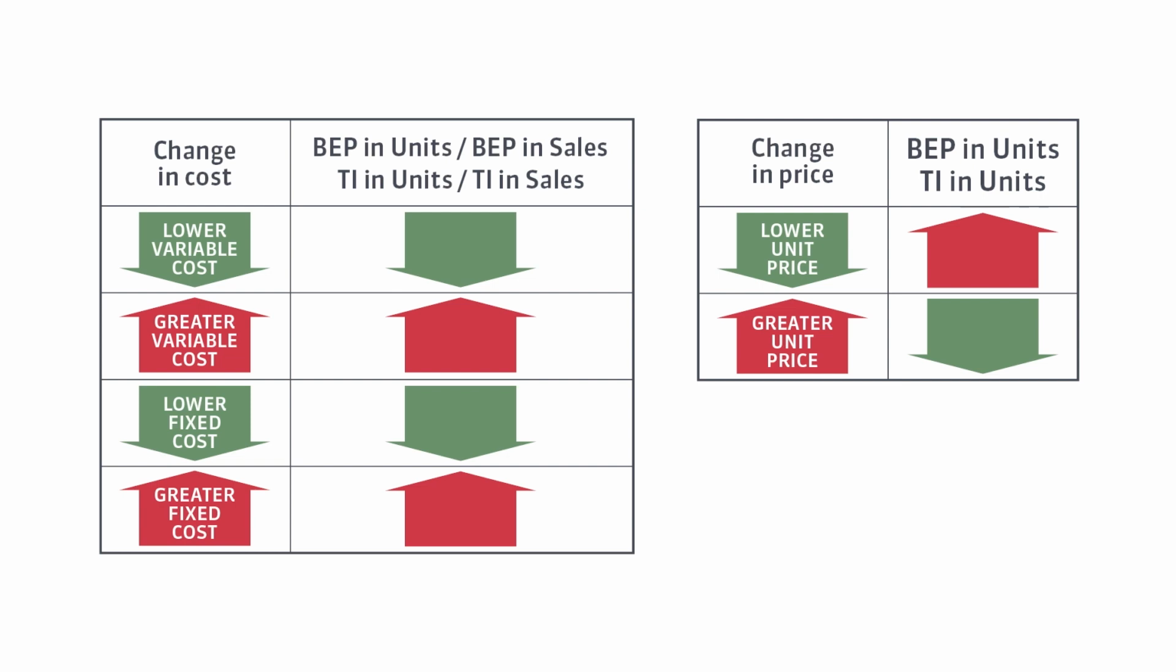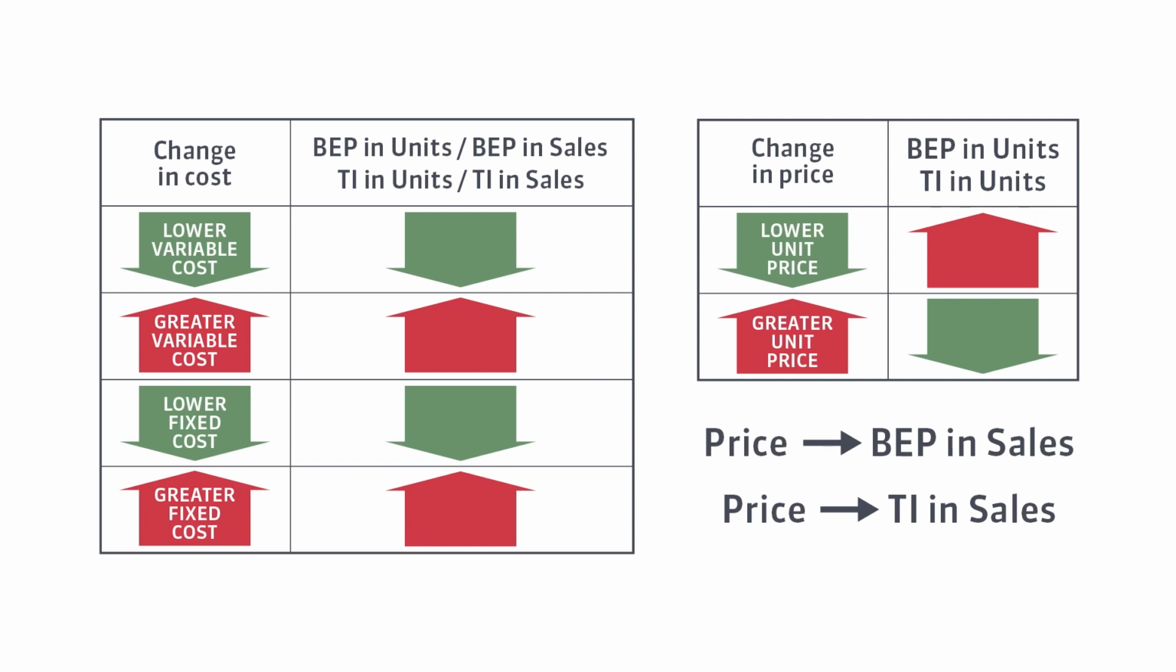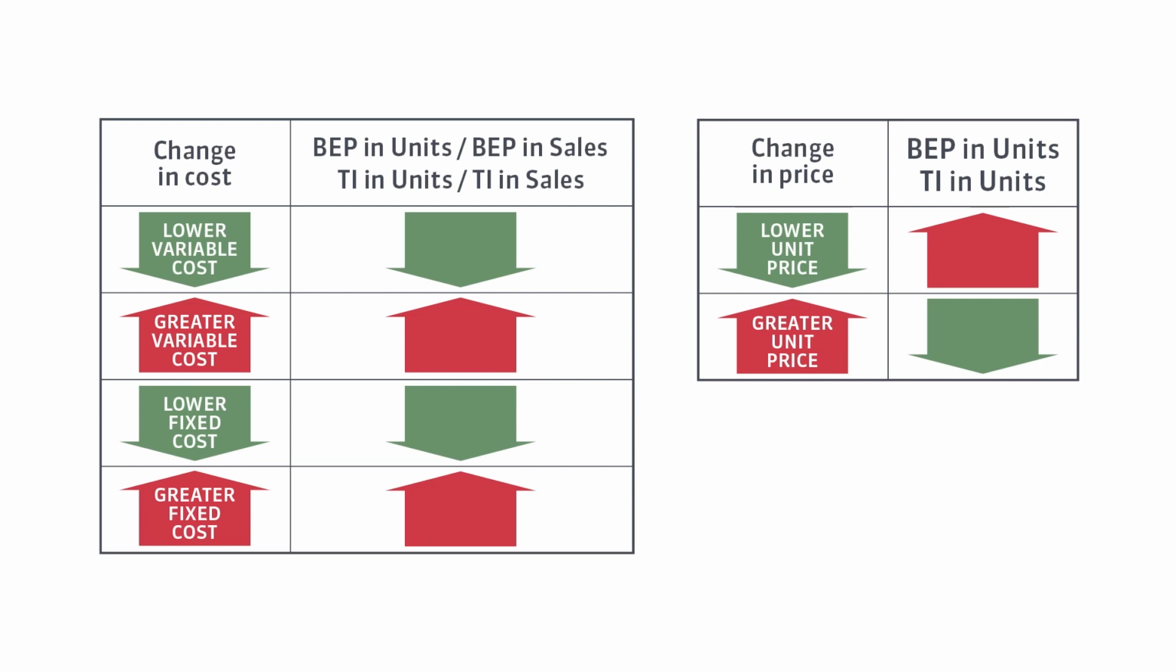The impact of the price change will be different. With the decrease in the unit price, the break-even point and the target income will be achieved by selling more units. As the unit price increases, the break-even point and the target income will be achieved by selling fewer units. The break-even point in sales and target income in sales levels depend on how much the price changes. Therefore, the expression of the break-even point and target income in units is more universal. As you can see, some of the changes result in the ability to achieve the break-even point and the target income earlier, others later.